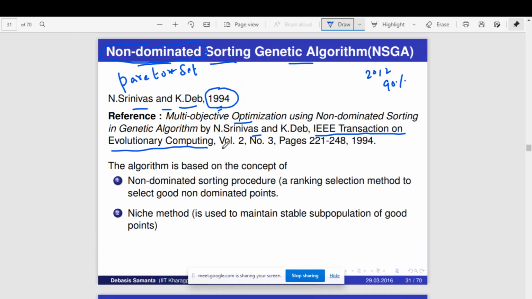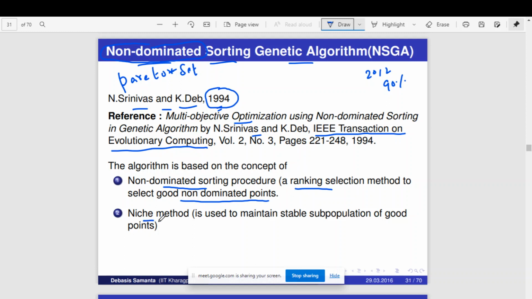So what this algorithm does is basically two things. It creates a non-dominated sorting procedure. First it gives a ranking selection method to select good non-dominated points. What are non-dominated points? What is meant by non-dominated? Yes, non-dominated means they are Pareto. So it identifies the non-dominated points and gives a rank to them, right?